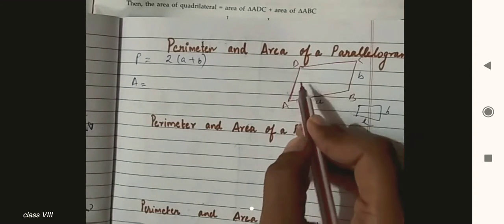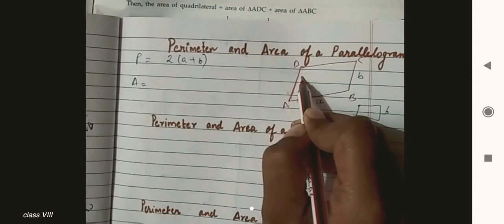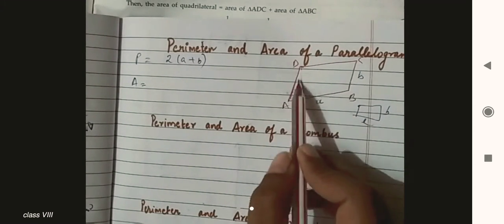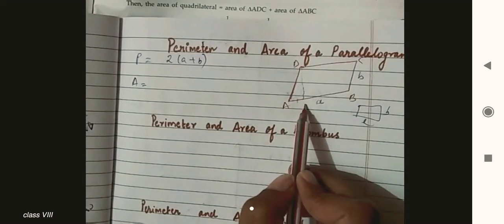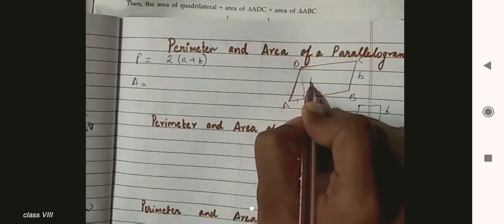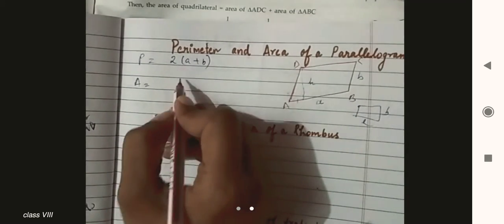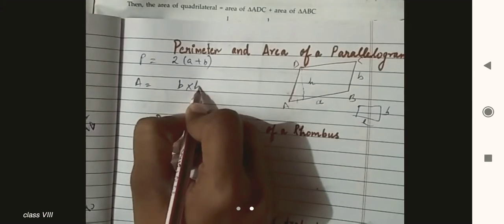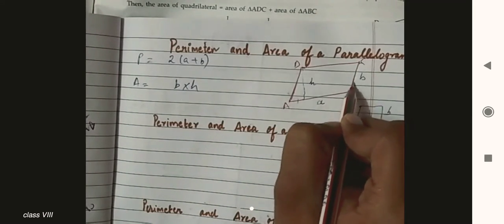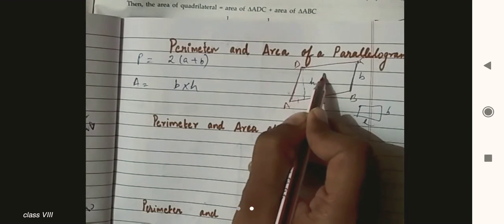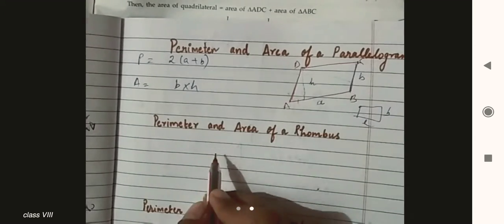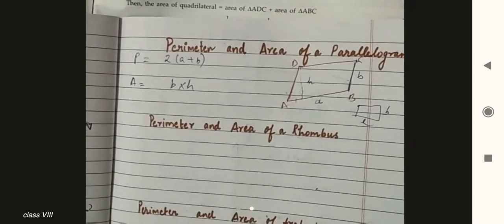A parallelogram is slightly tilted. So in a parallelogram, actually, there is a height. Height means the line joining a vertex to the base, any base of the parallelogram, that will be considered as height. So the area of the parallelogram is base into height. If you are taking AB as base, the height will be this, and if you are taking BC as base, the height will be this. The height should fall on the base, that height you will choose. So base into height. This is the perimeter and area of a parallelogram.